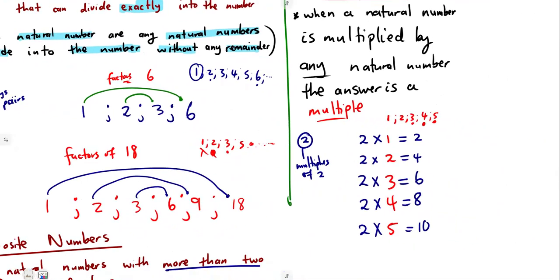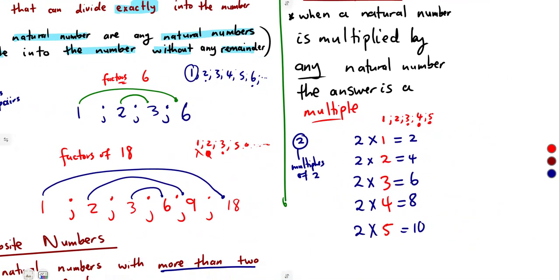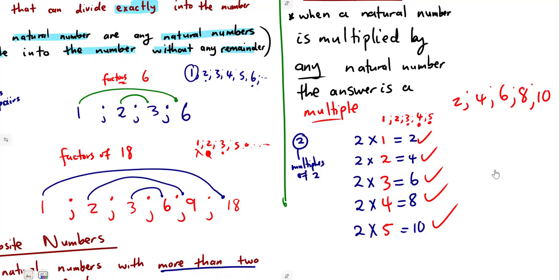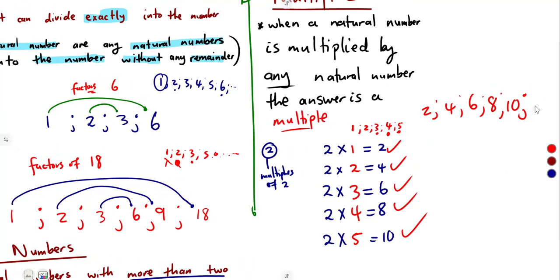So therefore we are saying multiples of what? Of 2 will be what? 2 followed by 4, 6, 8, 10, and so on. These are what? Multiples of 2. So you just multiply starting from 1, 2, and so on. Multiples of 2.